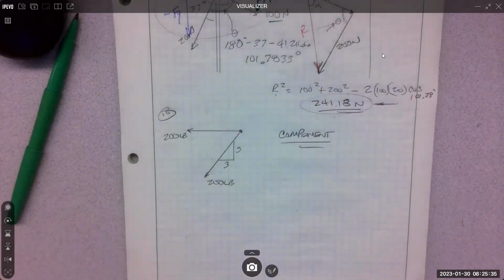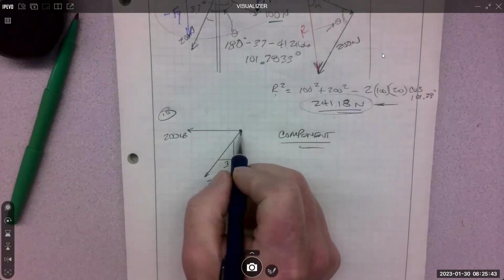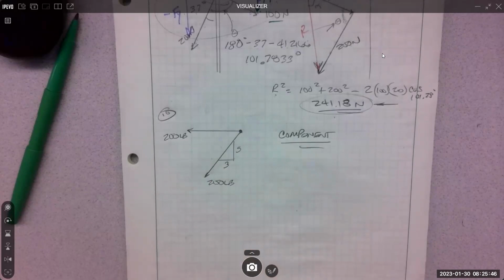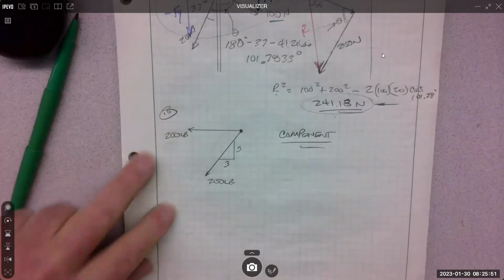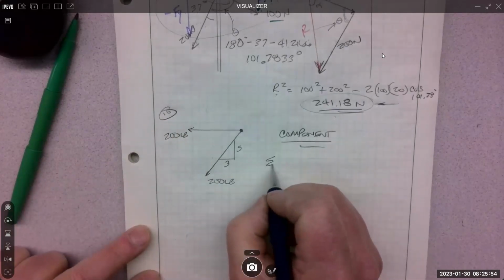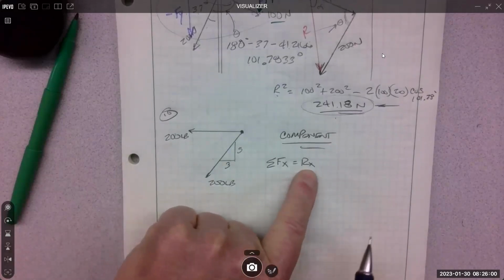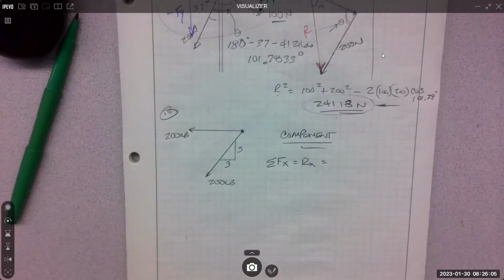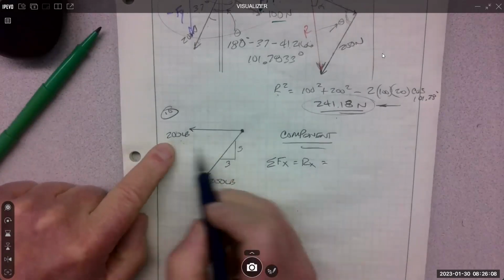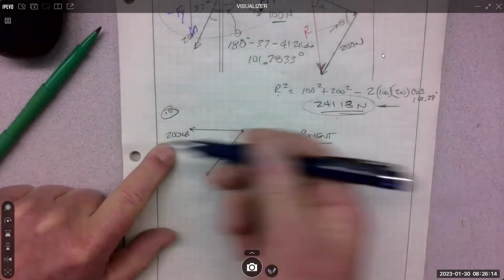Same thing. They wanted to know the resultant, right? It's a concurrent system. The forces all go through the same spot, so there's no moments. It's going back in time here. We just want to know, hey, what's the single force that could replace these two? The component method says sum the forces in the x to get Rx, the resultant x effect. So what are all the forces in the x? Well, we have this one. It's all in the x, so I just put in minus 200 because it's going that way, negative.